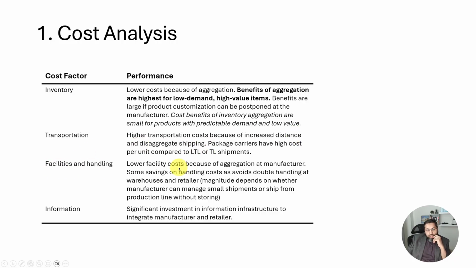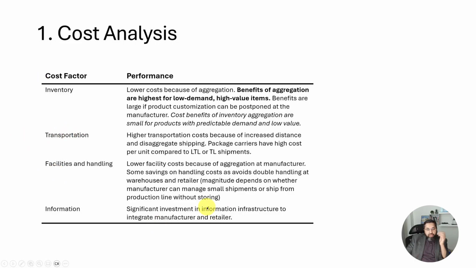Lower facility costs because the only facility you need is the manufacturer, which is already there. You have to have a facility to manufacture the goods. You don't need any additional facilities. You have 0 facilities in the middle between manufacturer and customer. So this will be very low. So notice this type of network, drop shipping, is minimizing facility and inventory cost, but doing poorly on transportation cost.